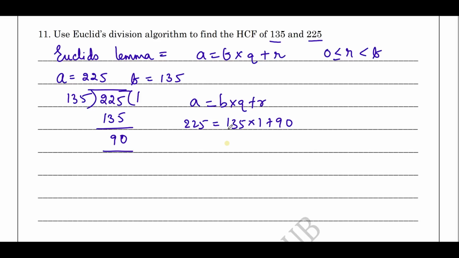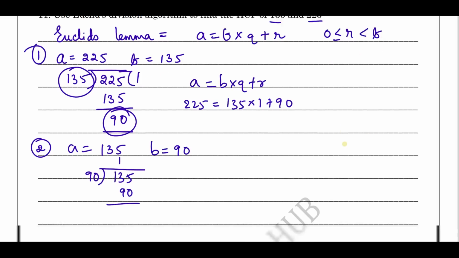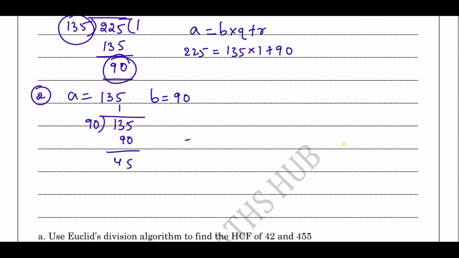Now next step. This is step 1. Next step, now between these two numbers, take A as 135 and B as 90. Now divide it. 135, 90. 90 ones are 90. What you get is 45. Again express it in the form of A equals B into Q plus R. What we get is 135 equals, what is B? 90 into 1 plus 45.